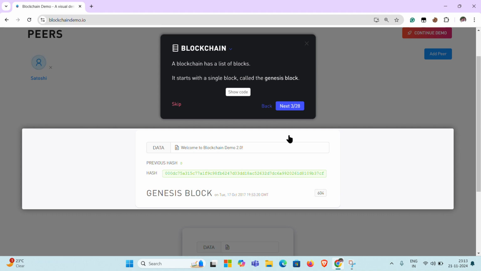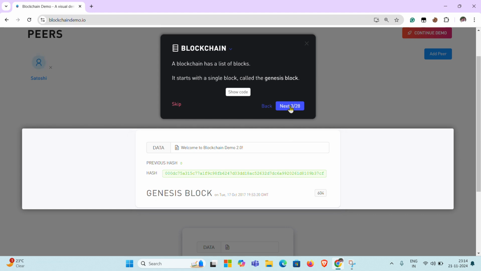All computers are in the same layer, which you can refer to as nodes. In the nodes, the transactional information is stored in blocks, in the form of a chain. That's a blockchain. The blockchain has a list of blocks. It starts with a single block called the Genesis block. The starting block is the Genesis block.